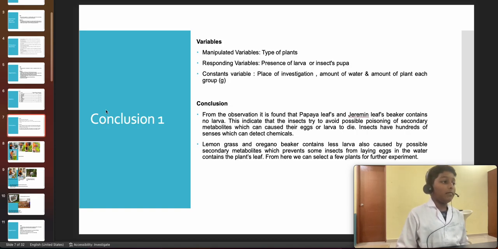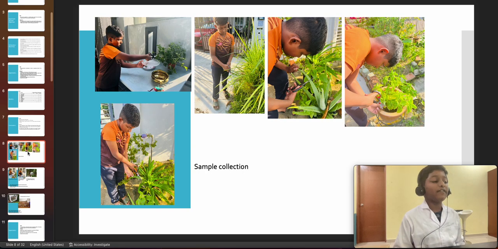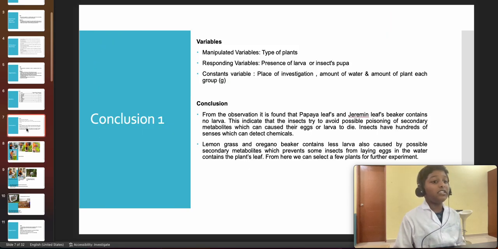This is my conclusion. From the observation, it is found that papaya leaves and Jeremin leaves beakers contain no larva. This indicates that the insects try to avoid possible poisoning of secondary metabolites which can cause their eggs or larvae to die. Insects have hundreds of senses which can detect chemicals.